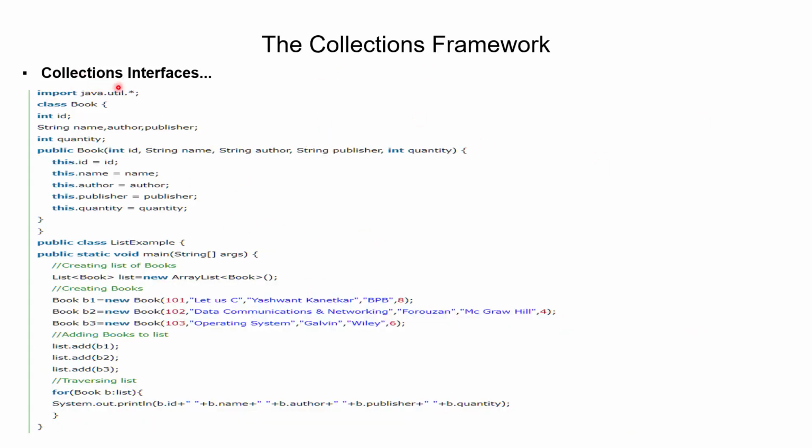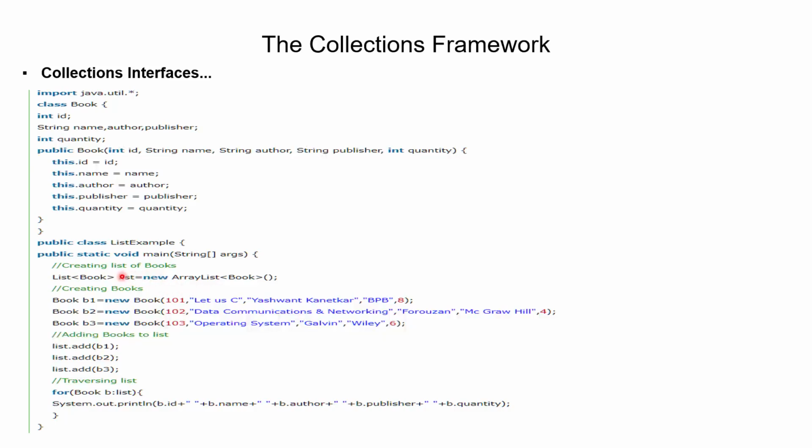So this is an interesting class example. Again, we're importing the utility package. Our class is Book, and you see here we have some data declared. We have a method called Book, which takes some parameters, and we can see the values of the parameters. And then we have the class ListExample, and we have our main method in here.